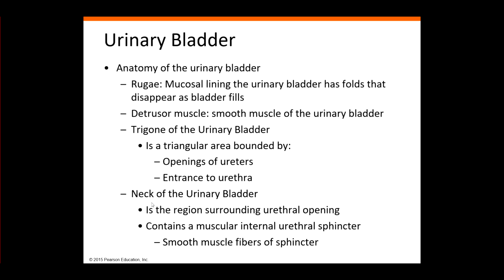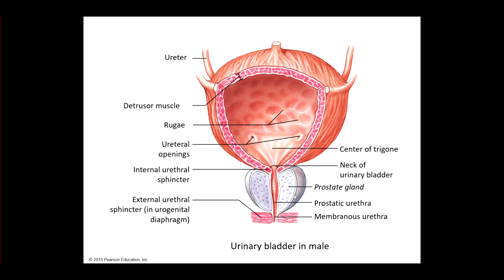Now, the neck of the urinary bladder, that's the region surrounding the urethral opening. Right, so here's the urethral opening right here. So this whole area would be kind of like the neck. This muscle right here on this side and this side of the urethral opening, this is what we call the internal urethral sphincter. This is under involuntary control.